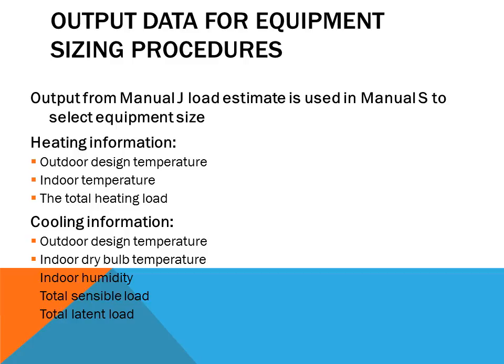So we look at the equipment. There are two numbers that we will have: the output and the input. The input is the amount of energy that the equipment is consuming, but the output is the usable amount of energy that the house needs to heat or cool it. So we size our equipment by the output data.